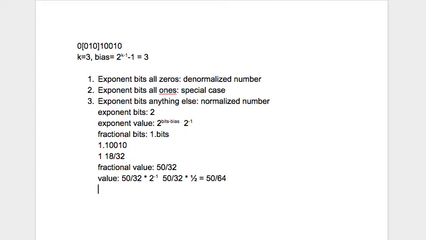Let's do another one. Let's convert another value. I'll write 1, 1, 0, 1, 1, 1, 0, 1, 1. Again, we start with the exponent bits, and we extract those. We can ignore the sign bit for the moment. We have 1, 0, 1 as the exponent bits, which is equivalent to 5 in base 10. When we subtract the bias, 5 minus 3, we get a value of 2. So our exponent value is 2.